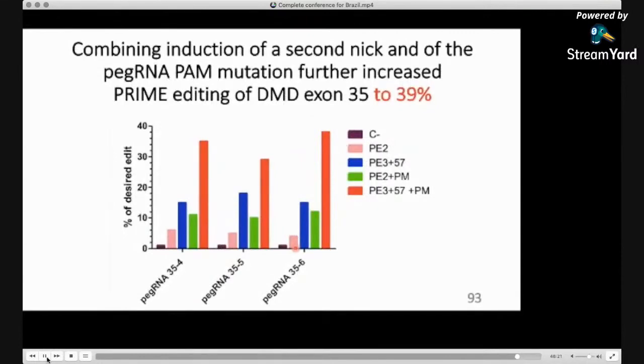Combining the 2 methods, that is, inducing a second nick in the target gene and mutating the PAM used by the pegRNA, further increased the mutation of DMD exon 35 to 39% with all 3 pegRNAs that we have tested.